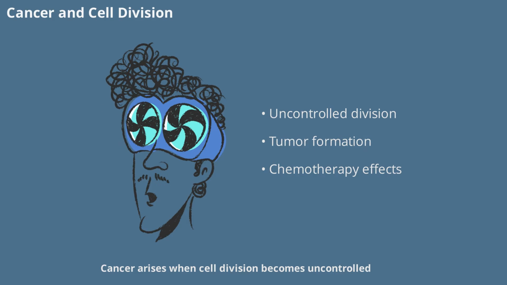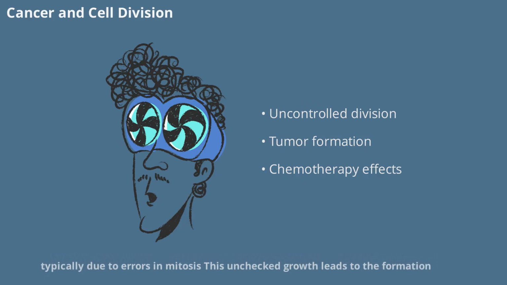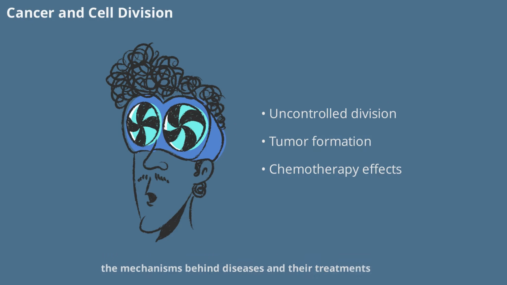Cancer arises when cell division becomes uncontrolled, typically due to errors in mitosis. This unchecked growth leads to the formation of tumors and disrupts normal tissue function. Many cancer treatments target rapidly dividing cells, which is why side effects like hair loss occur during chemotherapy. Understanding cell division helps us grasp the mechanisms behind diseases and their treatments.